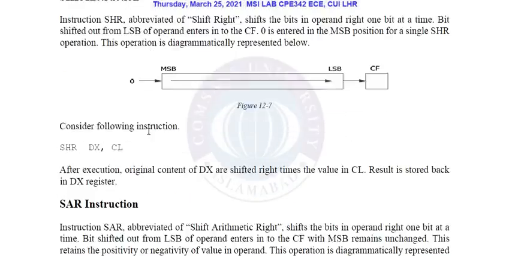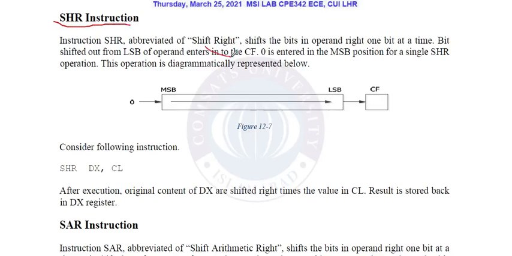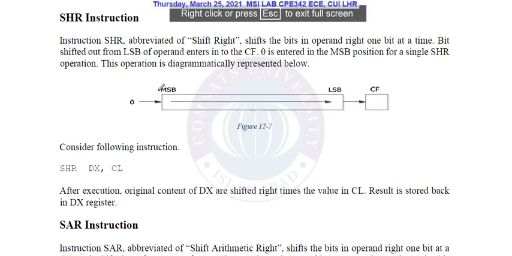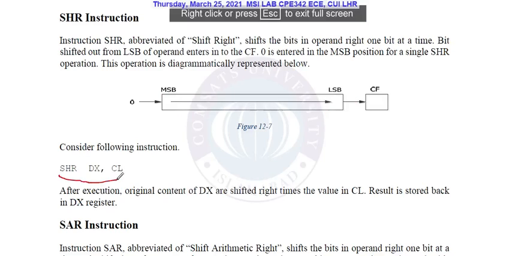Similarly, there is another instruction that is basically SHR, that is shift right. So this will have a similar effect, but now the shifting will be towards the right side. So the new bit will be inserted at the location of MSB, and the bit stored at the MSB location will move to the next location, and so on, and the bit stored at the LSB location will move to the carry flag.